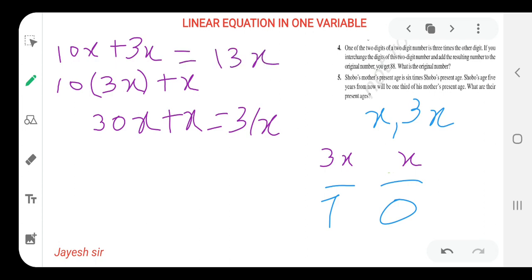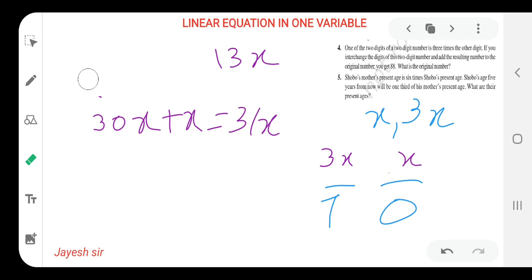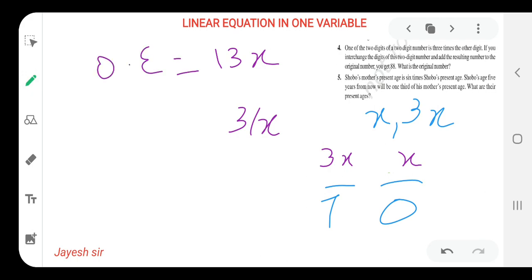Now we have found the two expressions, that is 13x and 31x. These are the two values that we have to keep in mind, as we need them for the solution. Our original number is 13x, and the new number is 31x. I hope you all are getting it.